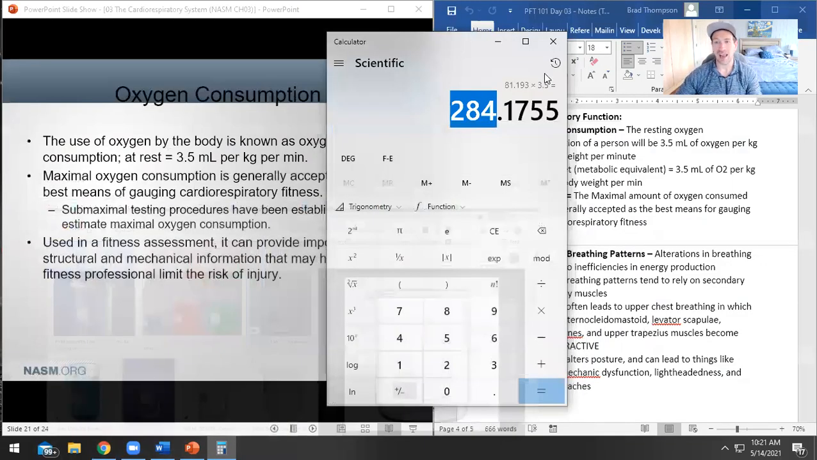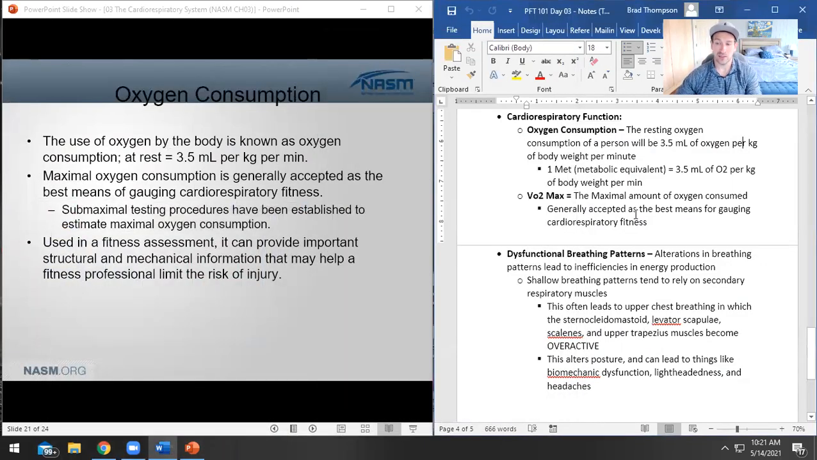Obviously, I'm very, very active. So if I am doing, let's say, twice as much activity, if I'm burning twice as many calories as I would be while sleeping, well, then I would be consuming 7 milliliters of oxygen per minute. If I were doing 3 times as much energy, I'd be consuming 10.5 milliliters of oxygen, 4 times as much, right?